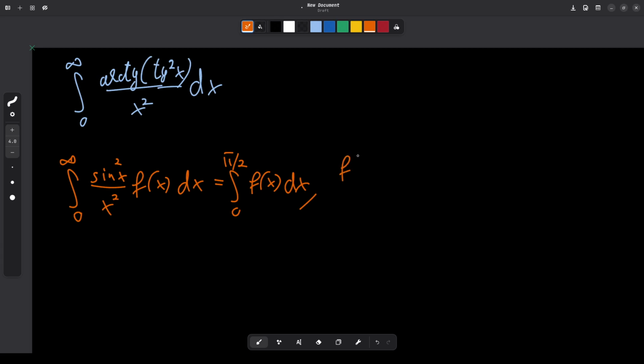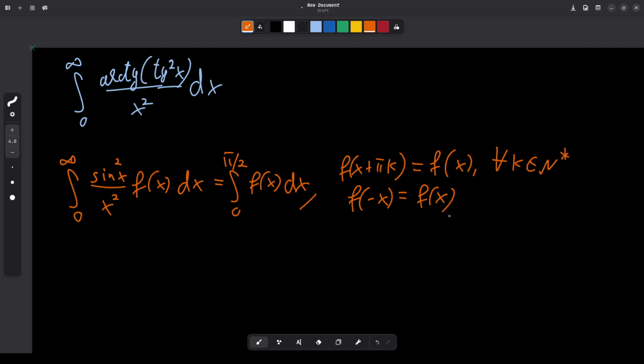First of all, f must be pi periodic. So that means it has a period of pi. So no matter how many times you add pi or you subtract pi, the result is still the same. And it must be even, as in f of negative x equals f of x.